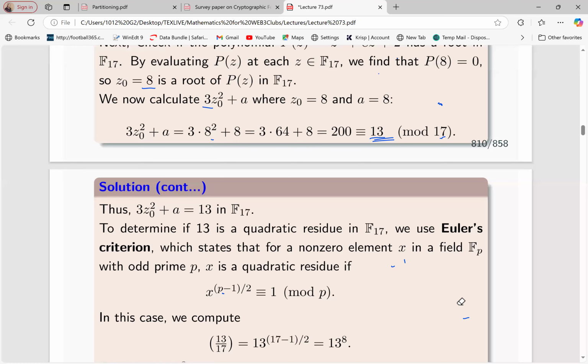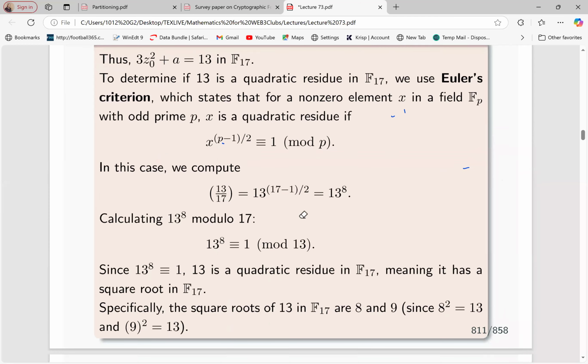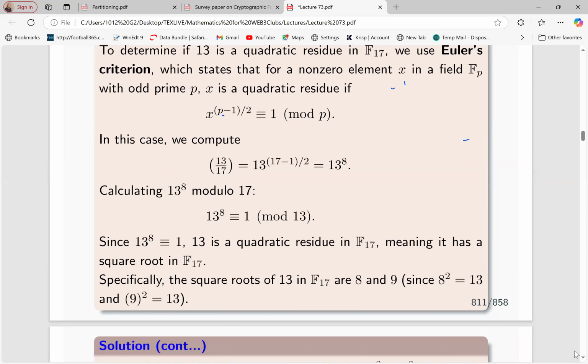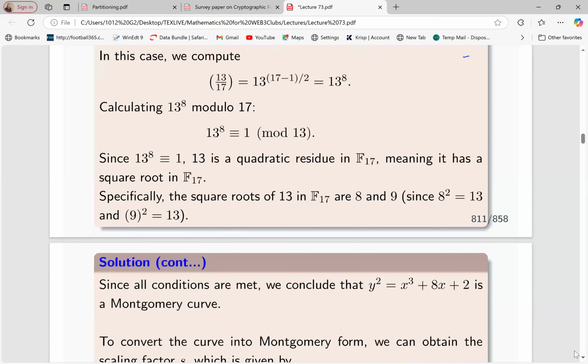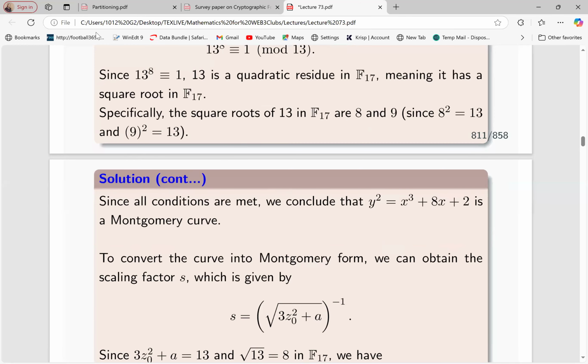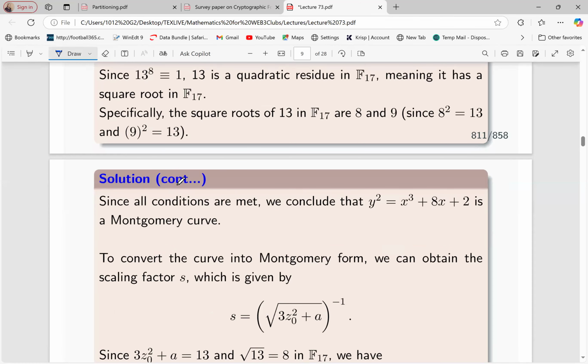So for us to convert it, we only require the scaling factor. Once we have the scaling factor, we substitute in our formula. So how do we get the scaling factor? Because that is the only thing we require. This is our scaling factor, the square root of this.